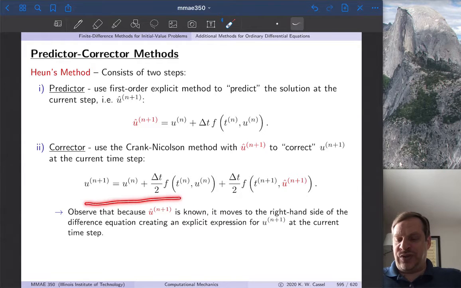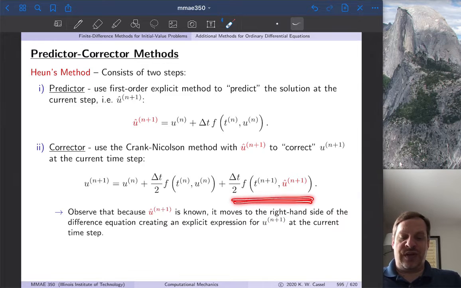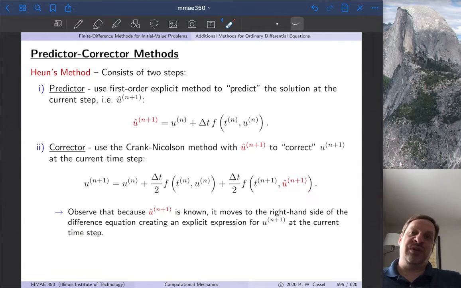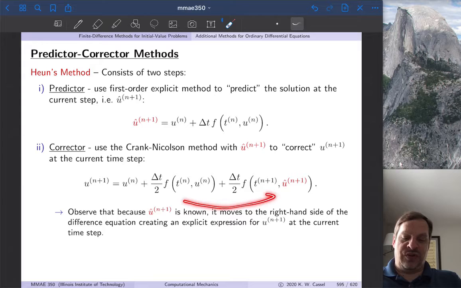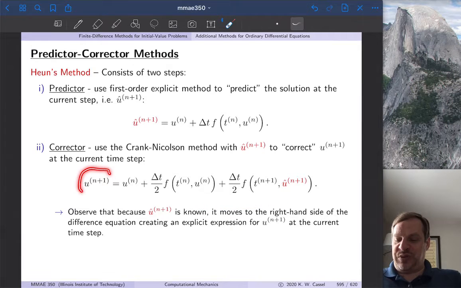So here is the Crank-Nicolson equation with one major difference from what we had before. That difference is, you'll notice that the u hat n plus 1 term is now on the right-hand side because we know u hat. Before, this term was on the left-hand side. We had to solve for it implicitly because we did not know u at n plus 1. But now, because we have the predicted value, we can put it over on the right-hand side. And now we have an explicit expression, even though it's Crank-Nicolson, for the solution u at the next time step. So that's Heun's method, very simple, builds on techniques that we already have in our toolbox.